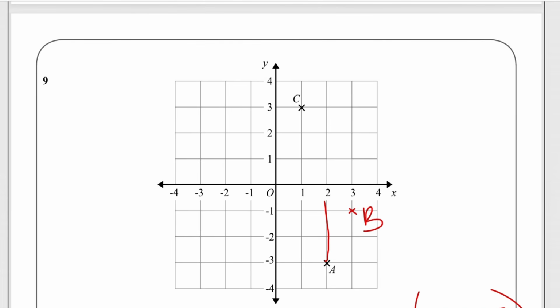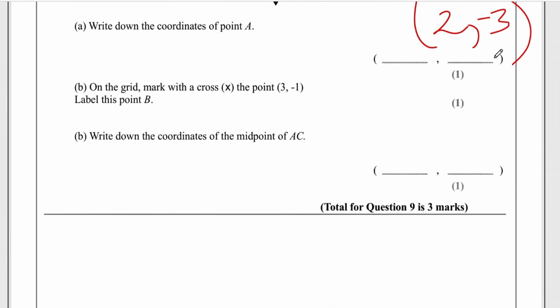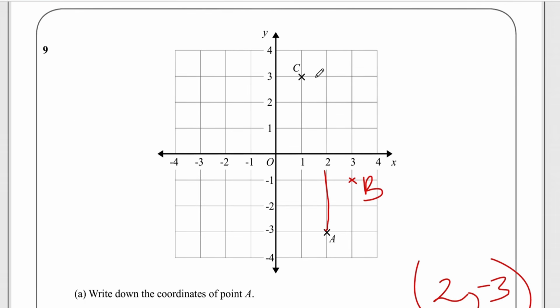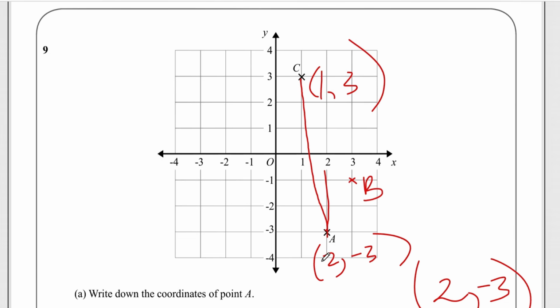Then usually the next question should be the midpoint of AC. So where is AC? This is A and this is C. Well, if you use a straight ruler, you might be able to see it. And if you don't use a ruler, you can easily do x1 plus x2 divided by 2, okay? y1 plus y2 divided by 2. Remember, for this one, this is 2, -3 for A, and C is 1, 3 as well. So if you want to get the midpoint, you can pick 2 and 1.